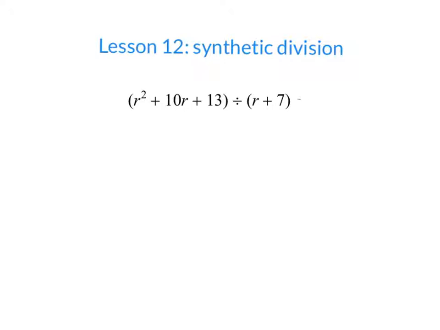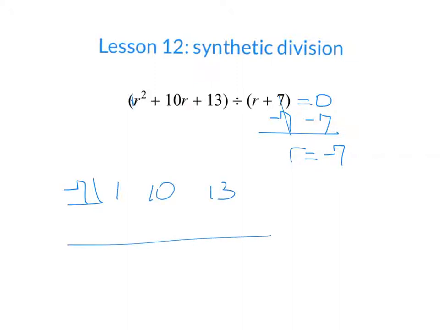So the first step is to set what you're dividing by equal to 0 so that you know what to put inside the box here. Okay, so it's -7 in this case. Then you're going to take your coefficients. Your coefficients are 1, 10, and 13. And I'm going to go ahead and start my synthetic division.